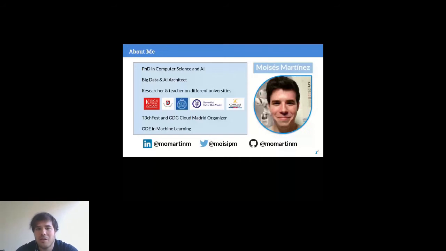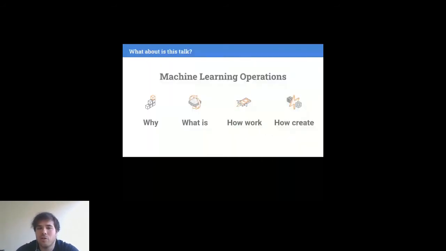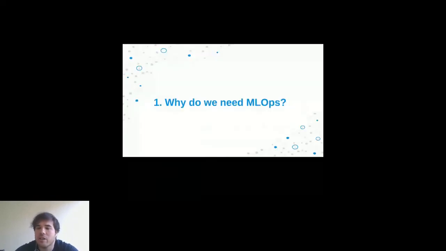And now the important thing: the point of this talk is to talk about machine learning operations. During this talk, the objective is to try to understand why machine learning operations are useful, what a machine learning operation process is, how it works, and how we can create these kinds of systems or processes in Google Cloud Platform. Then we are going to start from the beginning. Why do we need machine learning operations? This is the most important question. Why is it important to start to create this kind of system or this kind of process?